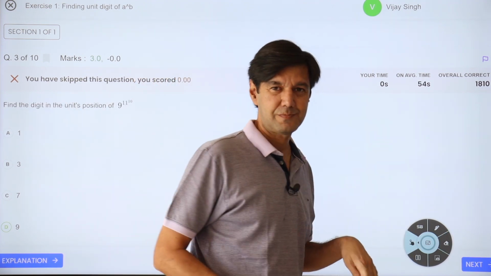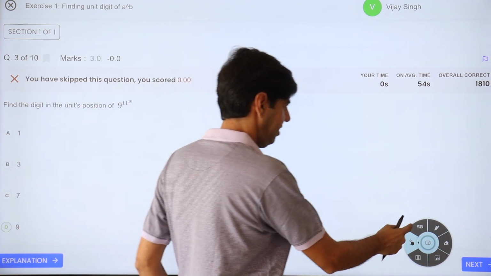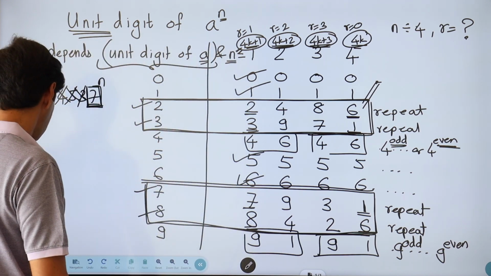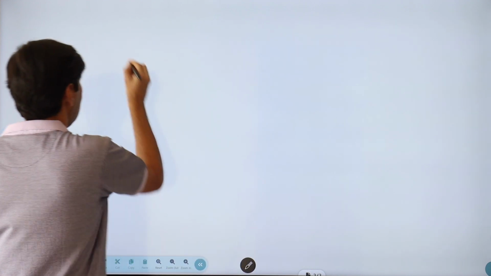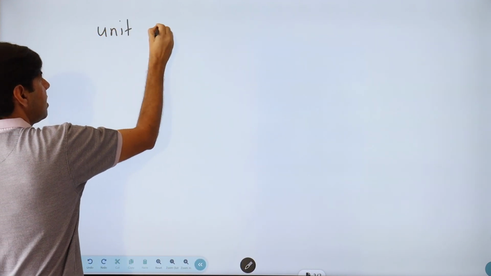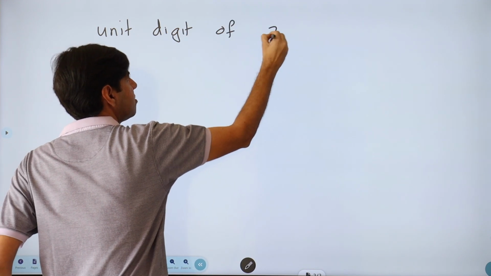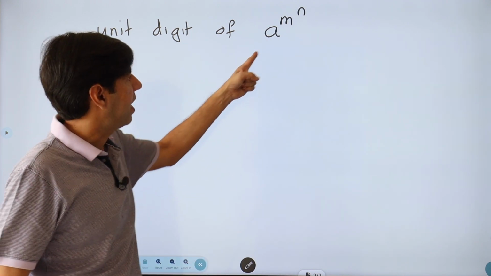Good question. So here we come to, let me go back to the theory bit over here and say, now there are a lot of people, when you need to find the unit digit of a raised to m raised to n, and remember there are no brackets over here.